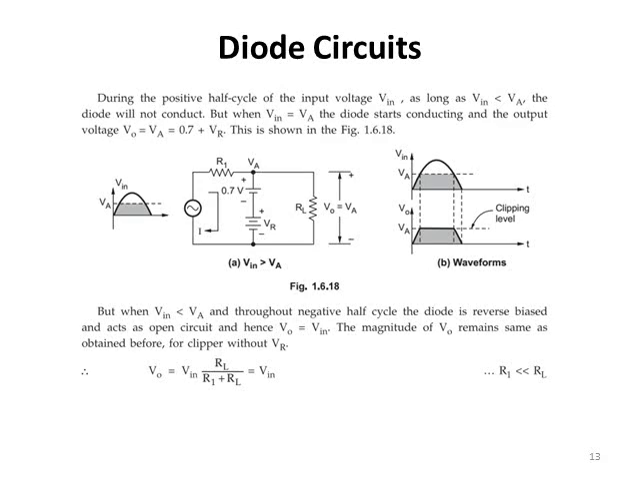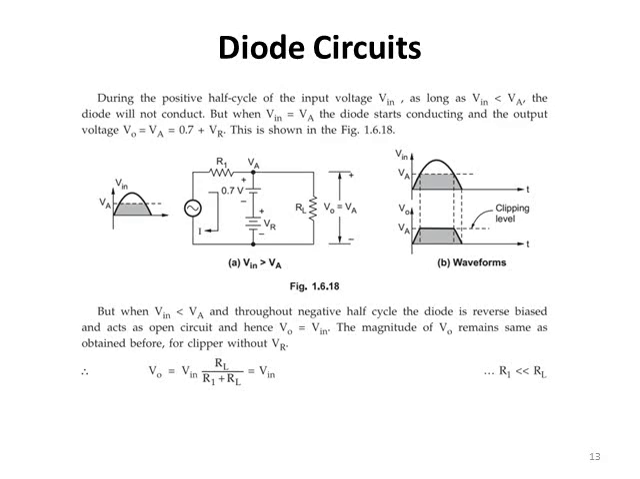So during the positive half cycle of the input voltage Vin, as long as Vin is less than Va, the diode will not conduct. But when Vin is equal to Va, the diode starts conducting and the output voltage V0 will be equal to Va, that is 0.7 plus Vr. So when Vin is less than Va and throughout the negative half cycle, the diode is reverse biased and it acts like an open circuit. Hence V0 will be equal to Vin. The magnitude of V0 will remain the same as obtained before for the clipper without Vr.